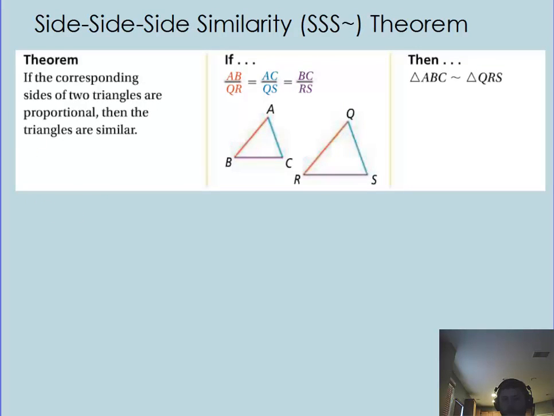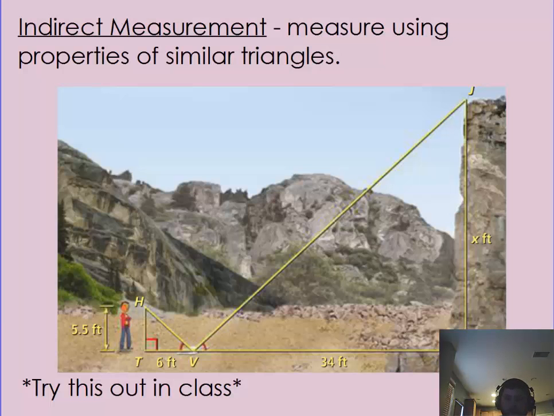Side-side-side similarity. If the corresponding sides of two triangles are all proportional, then the triangles are similar. So AB over QR, and then the teal ones match up, and then BC over RS. If those are all equal proportions, then the triangles are similar. Cool.